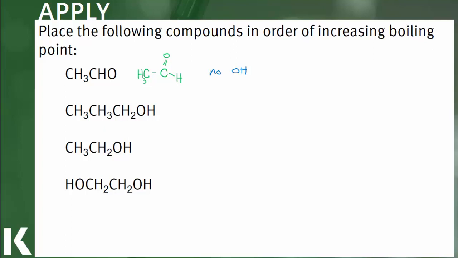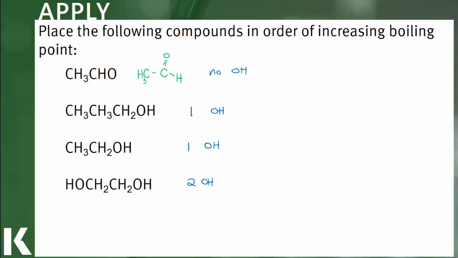Our next molecule is propanol, a 3-carbon chain with 1 hydroxy group. Next we have ethanol, which also has 1 hydroxy group. Our last molecule has 2 hydroxy groups, 1 on either end. It might be tempting to think that there is an aldehyde at the left-hand side, but the oxygen is right next to the carbon, making this a hydroxy group.